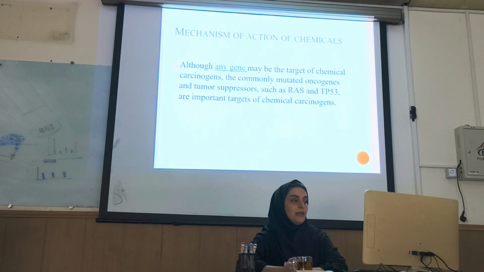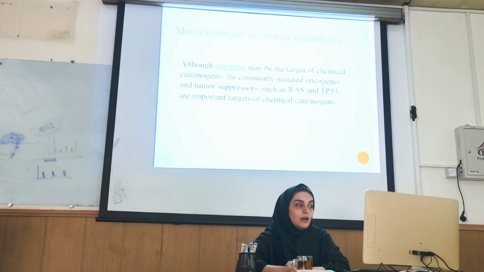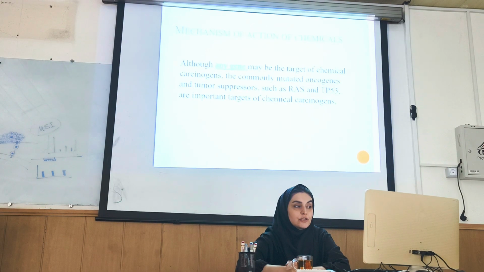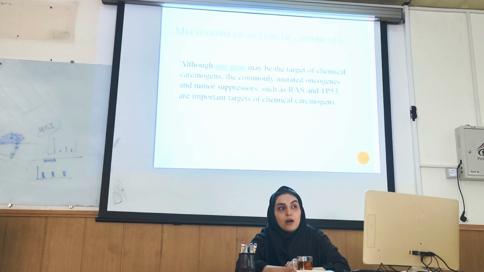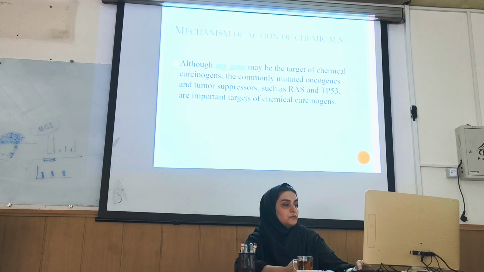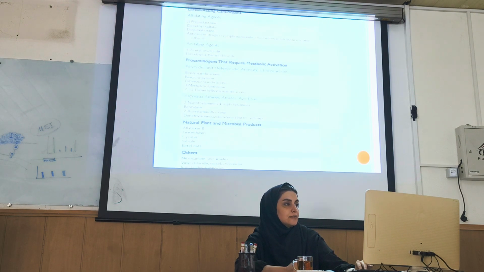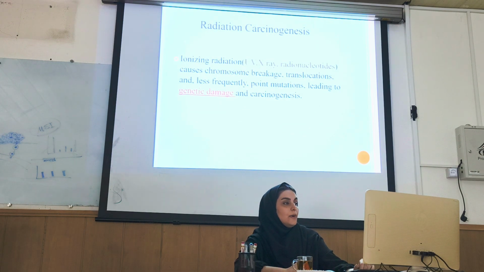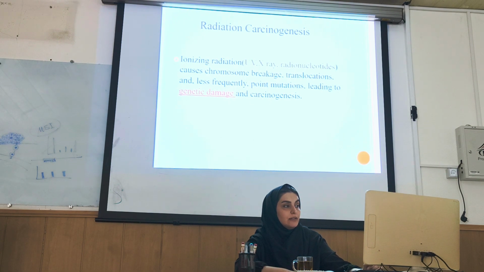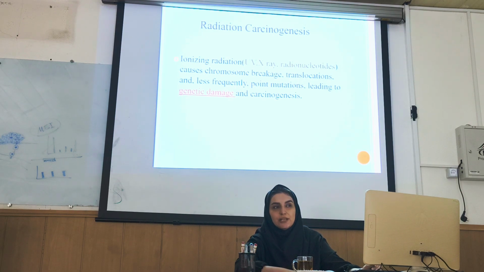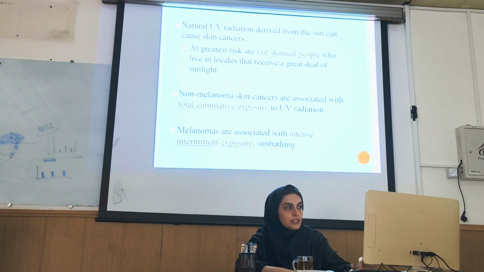Mechanism of action of these chemicals: any gene may be the target of chemical carcinogens, but the commonly mutated oncogenes and tumor suppressors are such as RAS and TP53. These two genes are very important and are very good targets for chemical agents in carcinogenesis. The details of direct acting and indirect acting chemicals are not important. Now about radiation carcinogens: ionizing radiation like UV, X-ray, radionuclides cause chromosome breakage and many types of genetic damage like translocation, sometimes point mutation, and finally they can cause genetic damage and carcinogenesis.